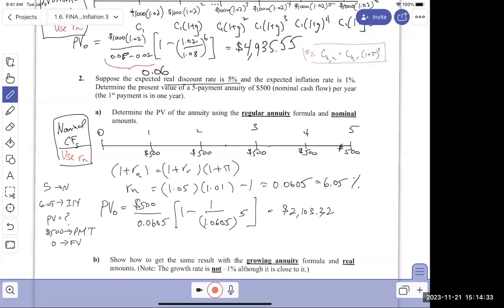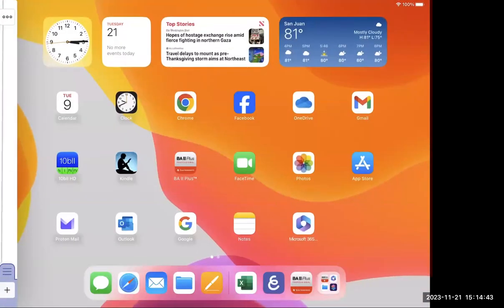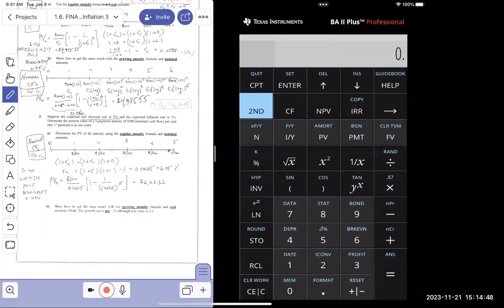Any questions? Everyone can get it? Do I need to punch it? Let's see if I punch it in. N is 5. 6.05 is interest. PMT is 500. 0 is future value. And that's the answer. It's a negative because if I'm to receive $500, then I have to pay 2,103 immediately.